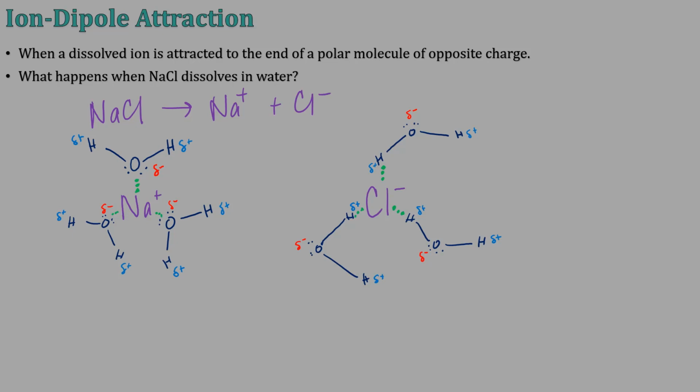All right, so as you can see, the negative end of the polar water molecule is attracted to the sodium ion, while the positive end of the water molecule is attracted to the chloride ion. And so the little green dots are the ion-dipole attraction. So what you have to have for ion-dipole to exist is you have to have an ion and you have to have a polar molecule. That's ion-dipole.